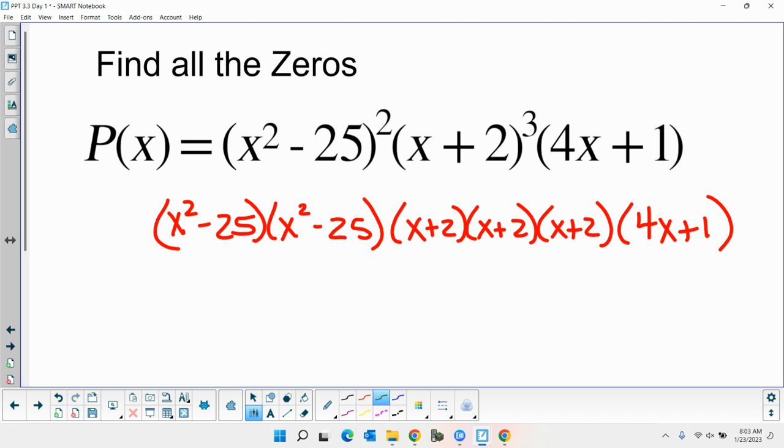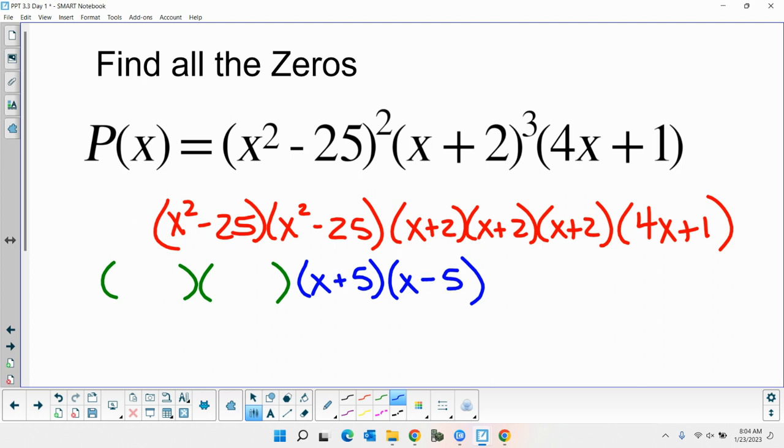Let's change the color here for this one. So for this one, square root of x squared, square root of 25, plus or minus. And the same thing here. Square root of x squared is x. 25 is 5. Plus and minus. So we got a negative 5, a positive 5, negative 5, positive 5. We got a negative 2.